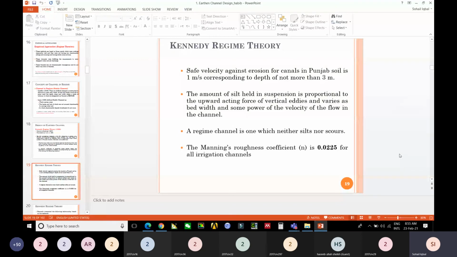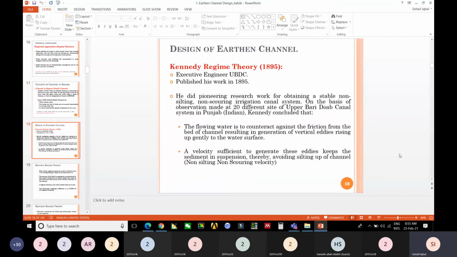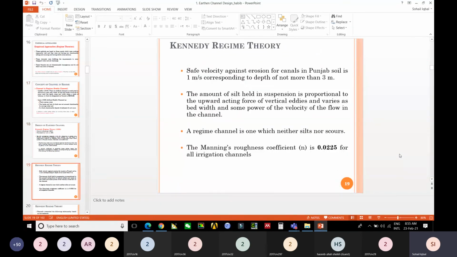Regime channels are also stable channels. We have also studied its theoretical background in the previous slide, that stable channels are the channels which do not allow scouring and silt deposition. So a regime channel is one which neither silts nor scours. He also gives Manning's roughness, that is 0.0225, for all irrigation channels.